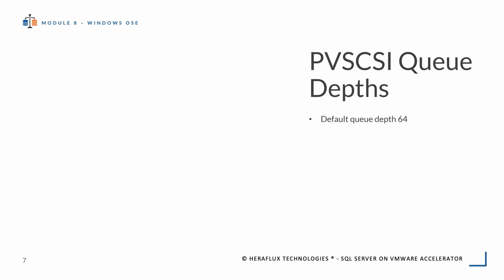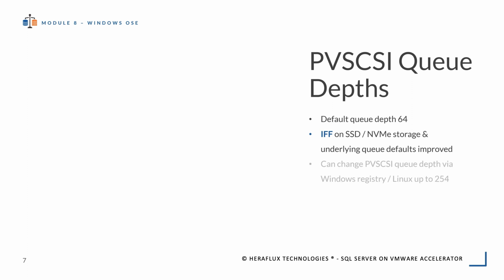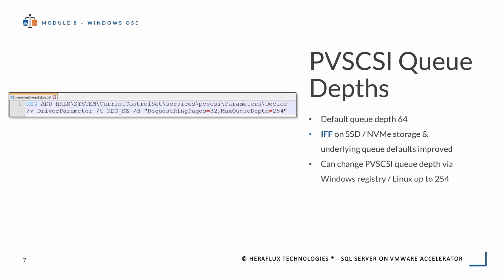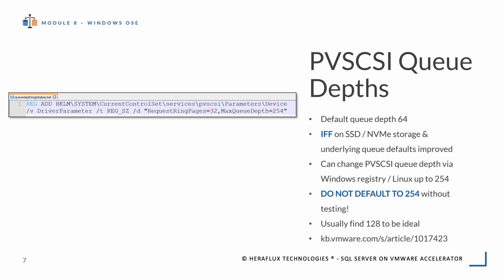The default queue depth of this controller is 64. If and only if you're on all-flash, flash hybrid, or NVMe storage, you can check to see if you get a performance gain by changing the queue depths. With the registry setting on the screen for Windows or the KB article below for Linux, you can increase this from a default of 64 all the way up to a value of 254.